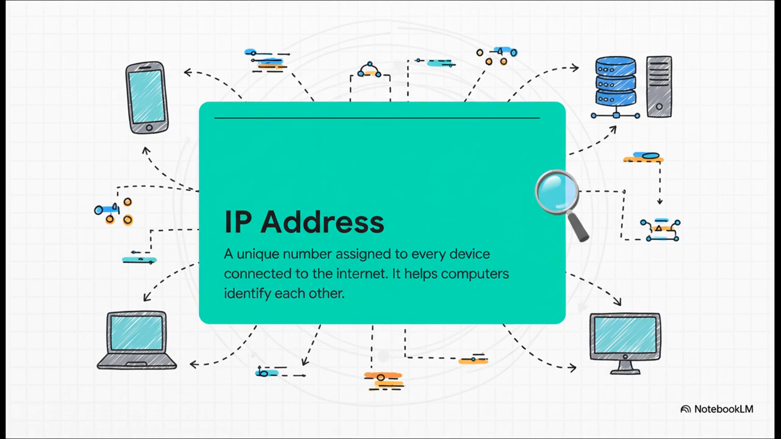But computers, they don't really do names. They need cold, hard, precise coordinates. And that's where the IP address comes in. It is a completely unique string of numbers, kind of like a phone number, for every single device that's connected to the internet. Your phone has one, and the website you're trying to reach has one too.